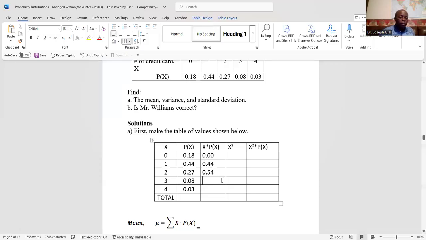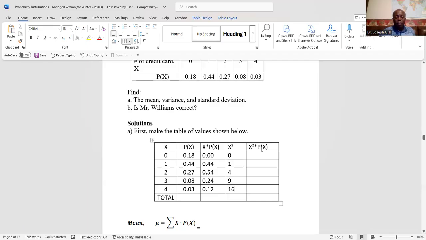So as for 0.08, we got 0.24. And for this one, we got 0.12. Now x squared, just to square this one. 0 squared is always 0. 1 squared is always 1. 2 squared means 2 times 2, which is 4. 3 squared is 9. 4 squared is 16.